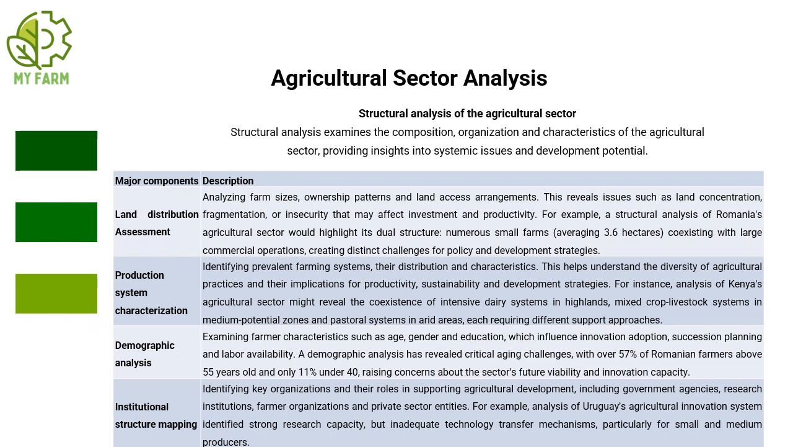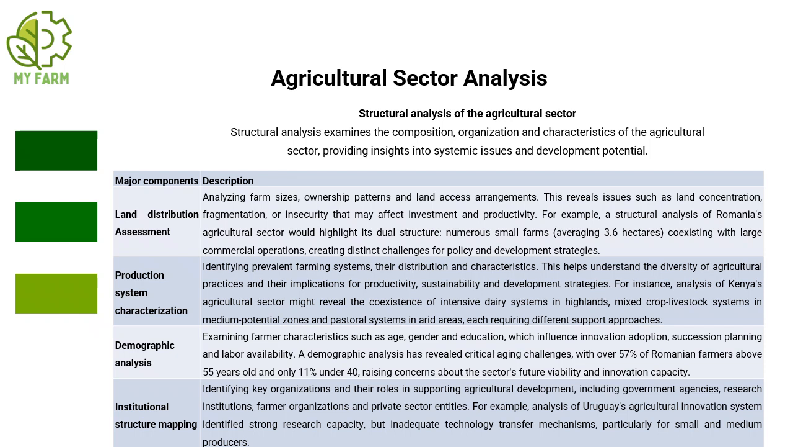Romania's agricultural sector illustrates this well, with a dual structure of numerous small farms, averaging just 3.6 hectares, coexisting with large commercial operations, creating distinct policy challenges. Production system characterization identifies prevalent farming systems and their distribution. Kenya's analysis reveals coexistence of intensive dairy systems in highlands, mixed crop livestock systems in medium potential zones, and pastoral systems in arid areas, each requiring different support approaches.